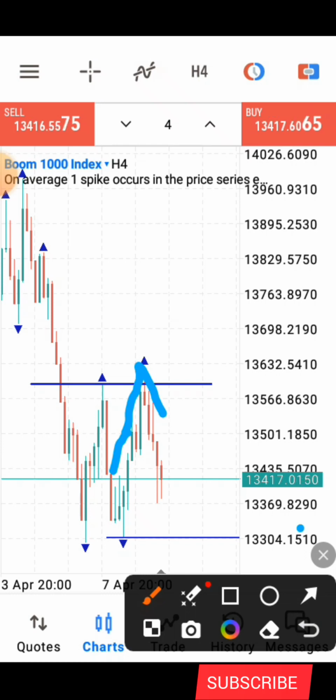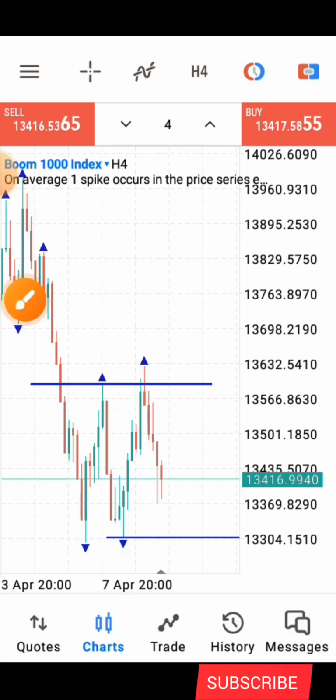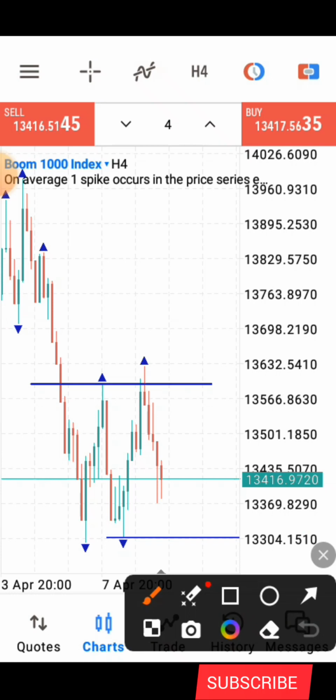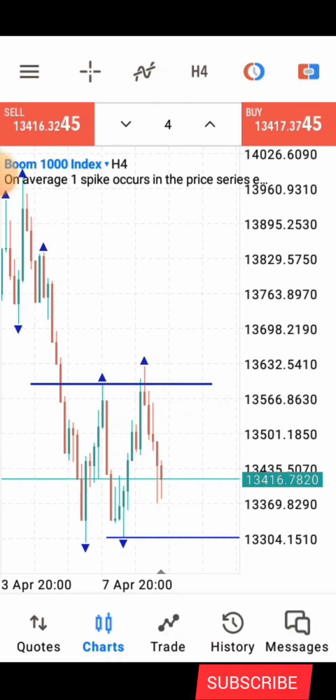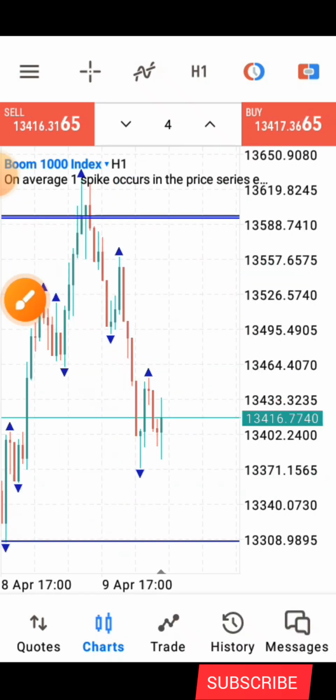Whenever you see that either price gives a wick out like this, or it closed above that structure and then still came back and closed below that structure, you want to see something like that in the market before you take an entry based on this strategy. So let's go down to the 1 hour so I'll show you something.